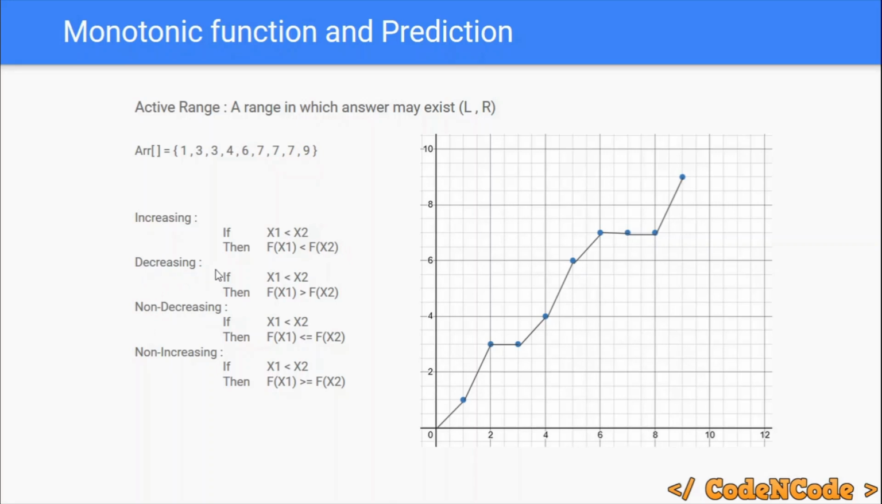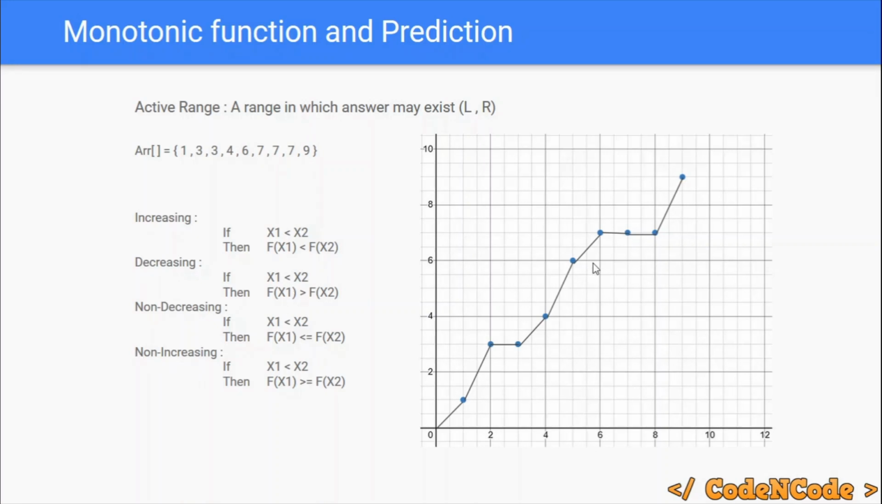That is what makes it strictly increasing. Now there is the strictly decreasing function. If x1 is smaller than x2, then f(x1) is greater than f(x2). That means every next element is strictly smaller than the previous value. That means it is strictly decreasing. Then come non-decreasing and non-increasing functions. A non-decreasing function does not decrease. That means the next value is either equal to the previous one or greater than that, but it doesn't decrease, right? Similarly for the non-increasing function.